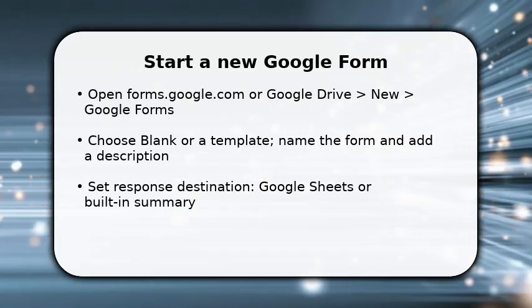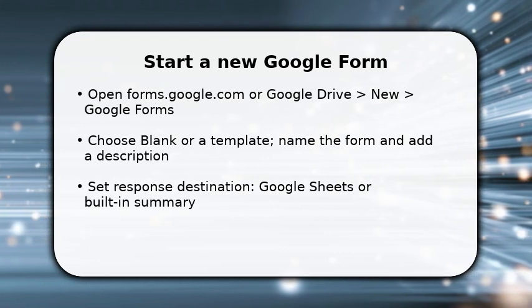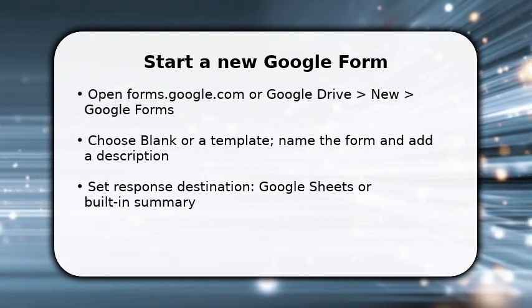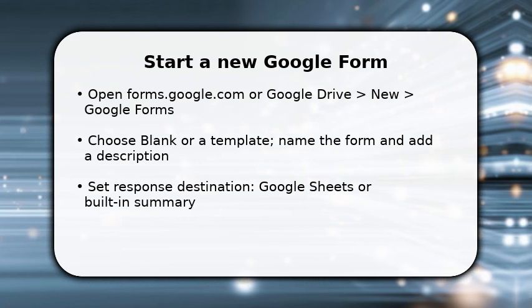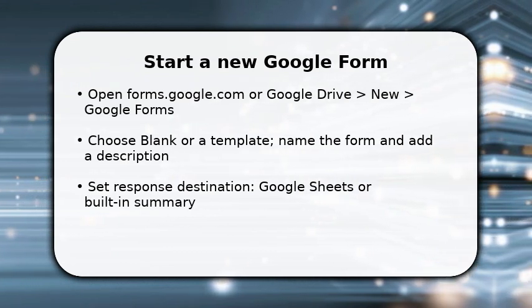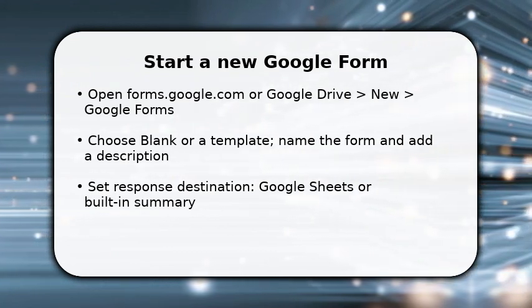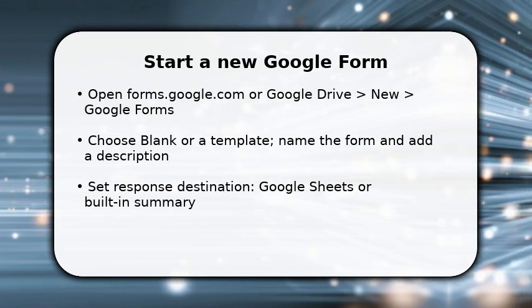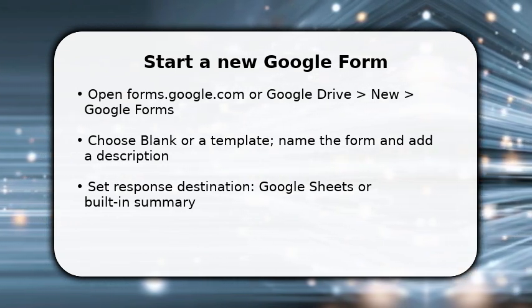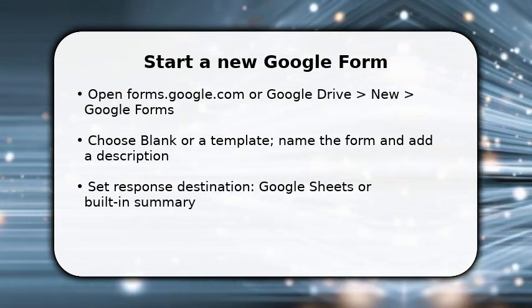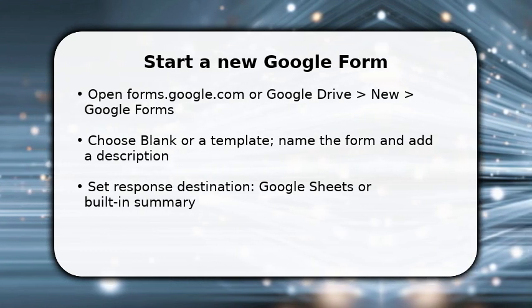You start by opening Google Forms and choosing blank or a template. This saves time versus building every element manually. Once chosen, name the form clearly and write a short description so respondents know context. Then set your response destination, link a Google Sheet for live data, or use the default summary for simple review.